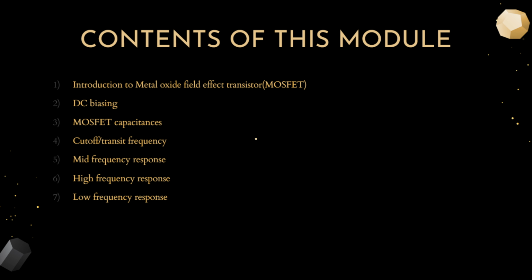Then, obviously, the rest of the chapter is very similar to what we had in the bipolar junction transistor. We talk about cutoff and transit frequency, then the Bode plot, the region for which amplification is optimal, the mid frequency response, the high frequency response, low frequency response, and how each capacitor actually affects each type of frequency. So all of the responses are actually the exact same. Like the shape of the Bode plot is the same.